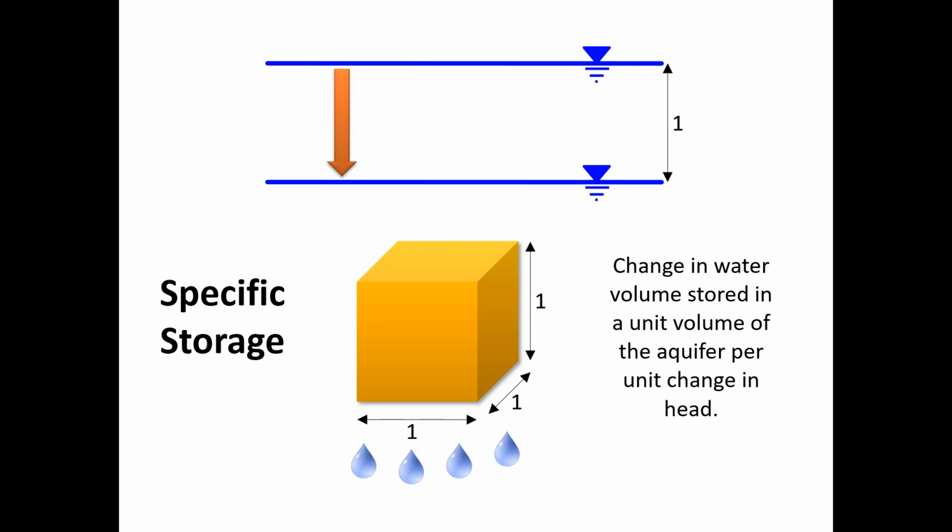And if you reduce the water level, it increases the gravitational force on the sponge, and it squeezes it a little bit, and some water comes out. Also, at the same time, as the pore pressure goes down, the water itself expands a little bit, and that also results in some water coming out. So again, the specific storage is the volumetric change in water in a unit volume of the aquifer due to a unit decline in head.